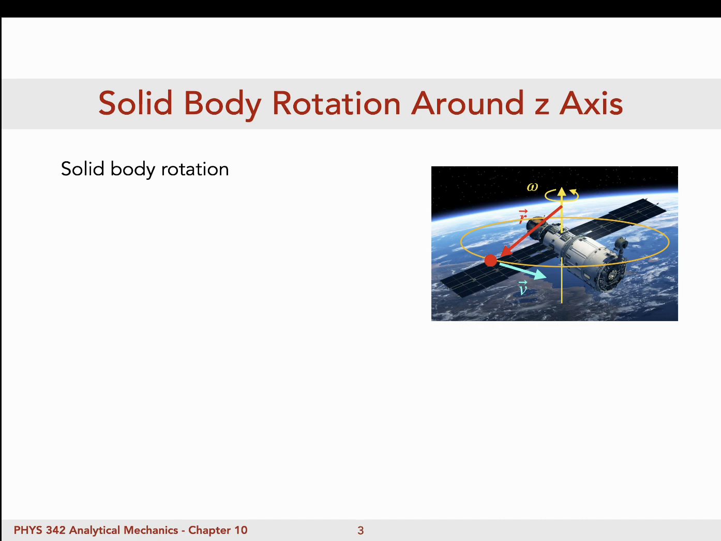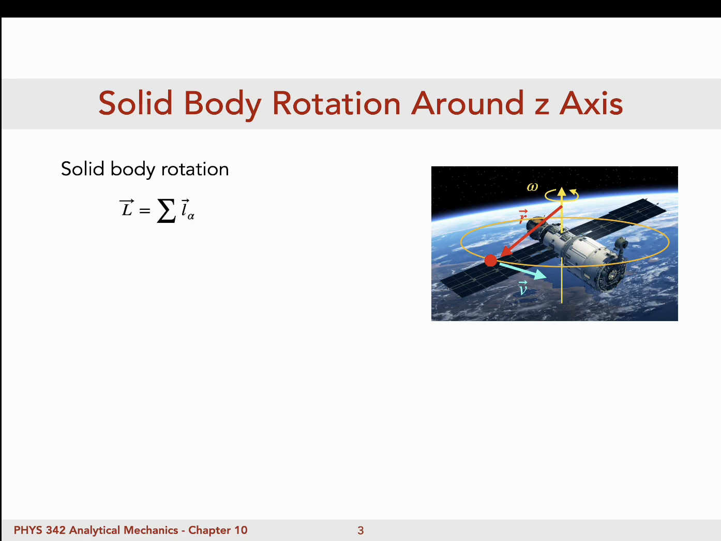In this lecture, we'll look at solid body rotation. So imagine, say, a satellite that's made of all these pieces: you've got solar panels and the main part of the satellite. We're picturing this thing rotating as a solid object around a given axis. In this first approach, we're going to consider only rotation around the z-axis. So let this vertical yellow line indicate the z-axis that the satellite is spinning about.